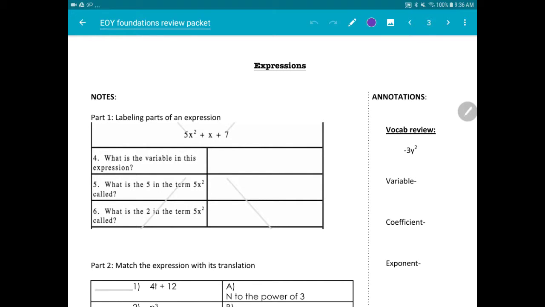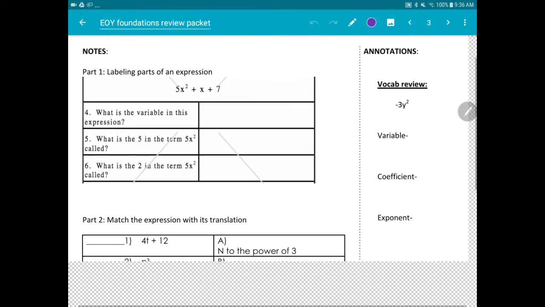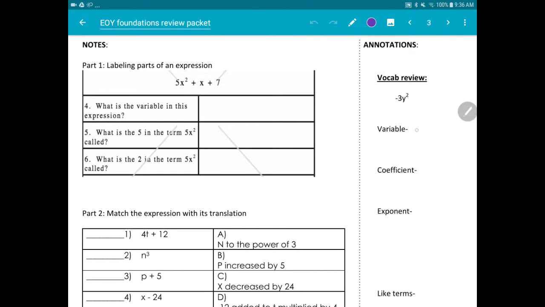Hi guys, so this video is our expressions video. Before we do any practice, I want to review the vocabulary on the side. So a variable is a letter that represents something we don't know. I'm going to call that an unknown. But the main keyword there is that a variable is a letter.